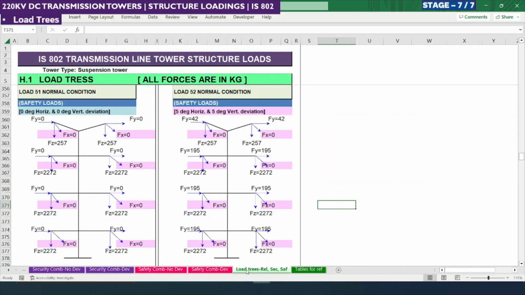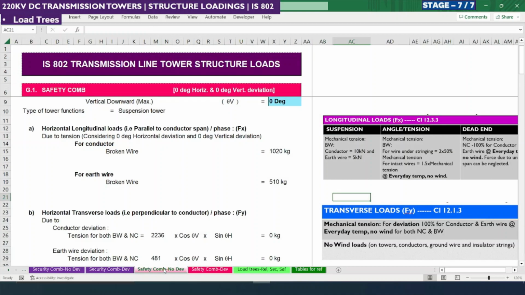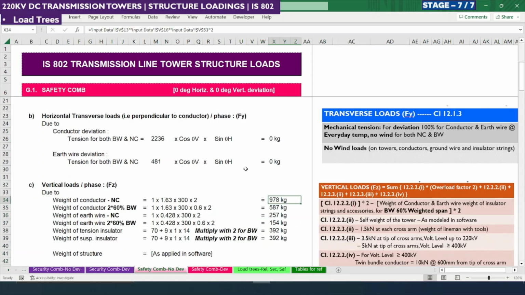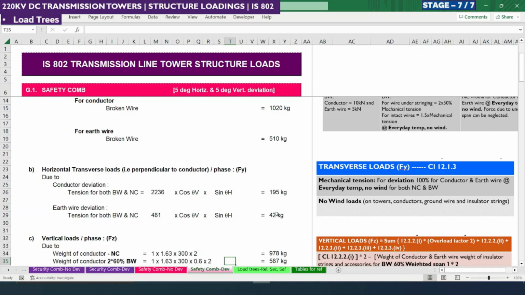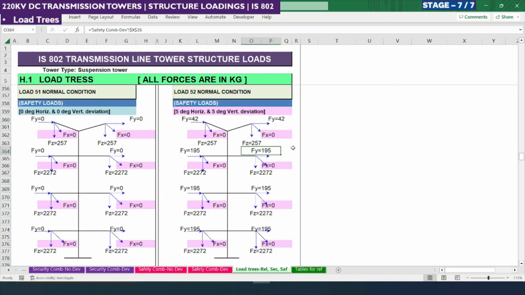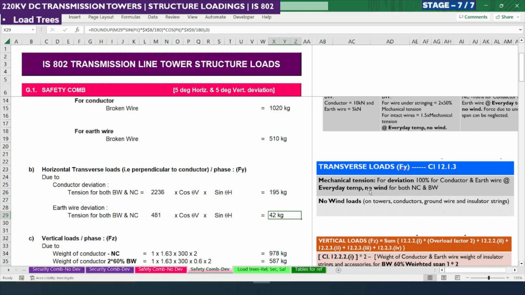So here if you look into this tree, you can see all the longitudinal forces are 0 in both with deviation and without deviation. Coming to the transverse load, we need to consider as per this. See here the wind load we need to consider here. Sorry, no need to consider the wind load in case of safety. But here again there is no transverse load. It is 0 for earth wire and conductor without deviation. But in case of deviation there are some transverse load in conductor and earth wire. So this 195 kg we are adding here in the right hand side tree, and for earth wire it is 42 kg which we are adding here as per this calculation and also as per this description given.